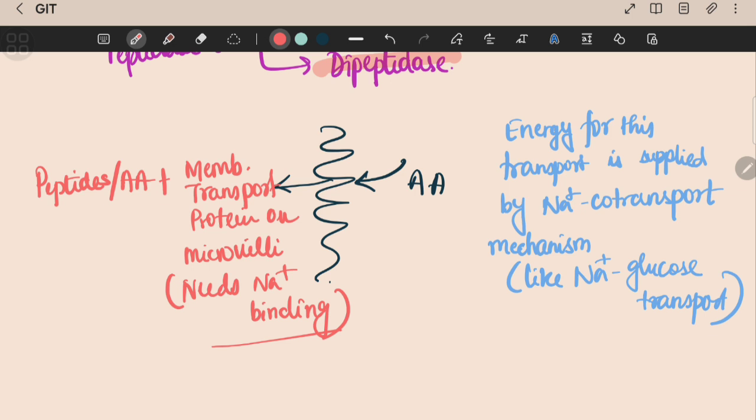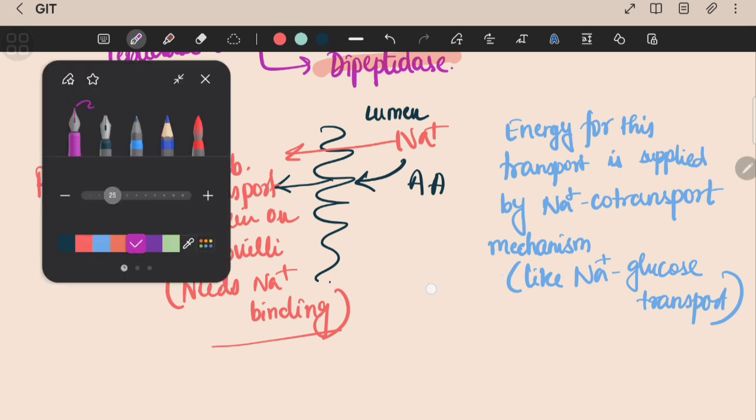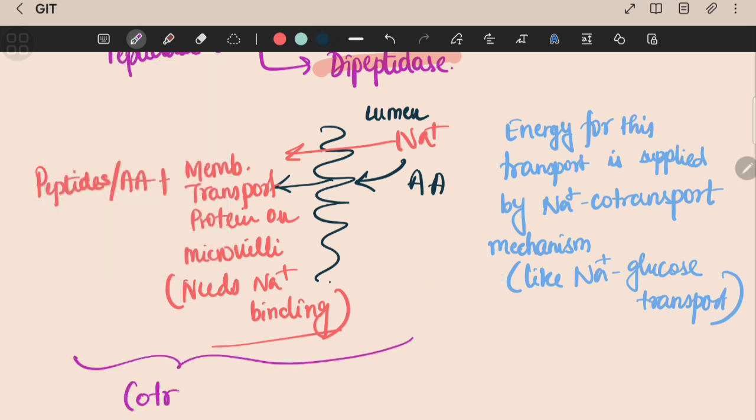So there will be activation, and after binding, sodium ions will move. Sodium will always move this way, towards the enterocyte. If this is the level, here we have the enterocyte, and this is the lumen. So from the lumen along with sodium, there is entry along the electrochemical gradient to the interior of the cell that pulls the amino acid or peptide. This process is actually a form of secondary active transport, because this is a co-transport and energy is not coming directly. So this process is a type of co-transport, and that is basically secondary active transport.